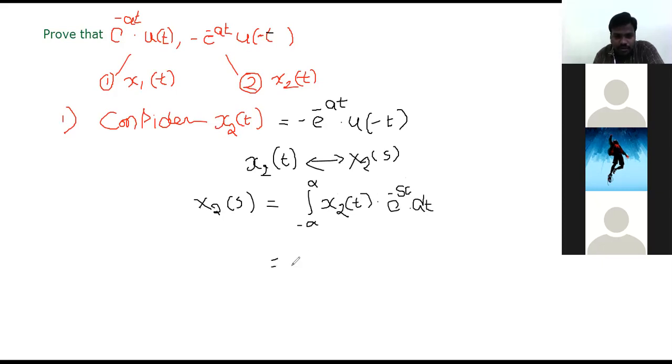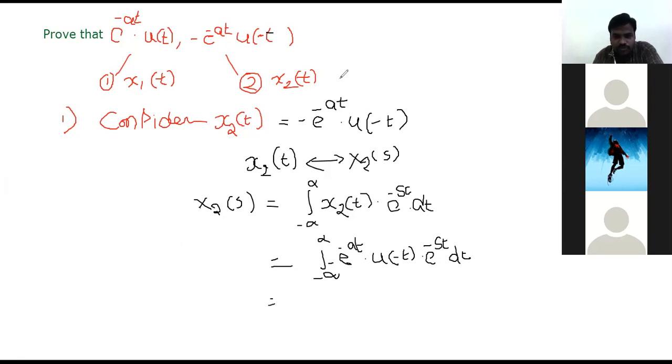Right, now this is also the one-sided Laplace transform. Again, you should determine minus e power minus at, the integration from minus infinity to plus infinity, into u of minus t into e power minus st into dt. Now what is the next step?